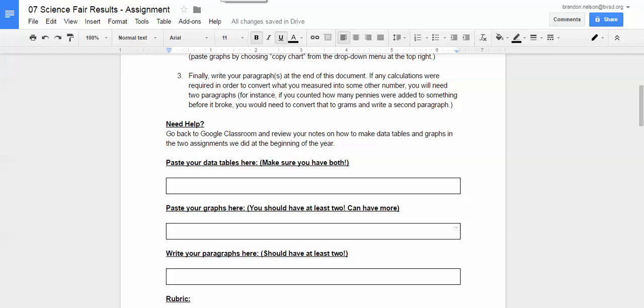Please come and see me in office hours if you need any help with any of these parts. But be sure that you go to the Google Classroom assignments first to review how to do these things before you come to see me with any problems that you might be having.